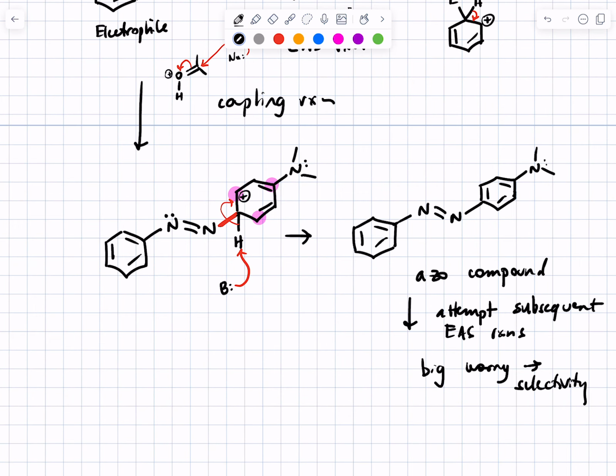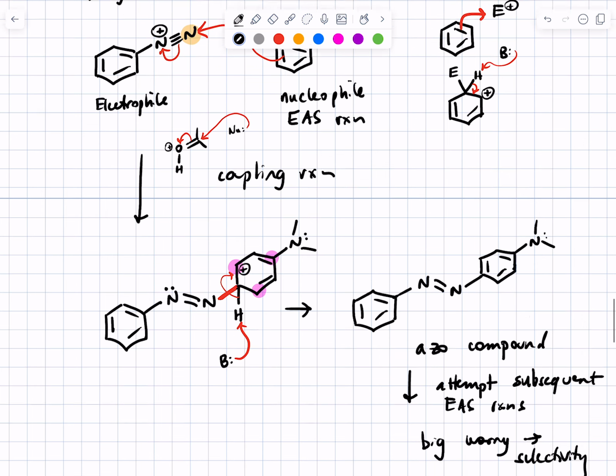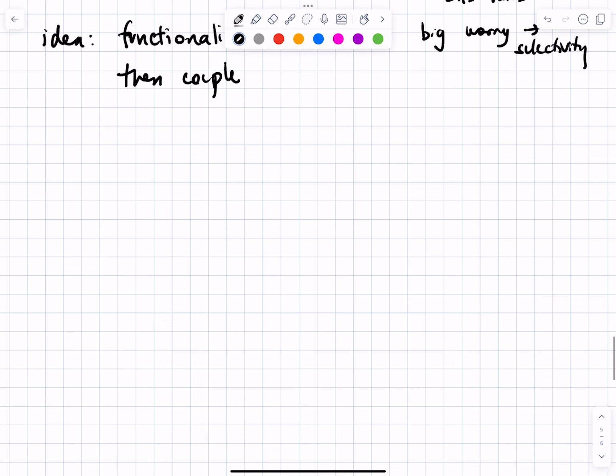But the idea, therefore, is that if you need an azo compound with lots of stuff on it, probably you want to install the stuff on either side first and then do the coupling step. The idea here is to avoid that big worry, functionalize first. That means install whatever groups you want on either side, then couple. So let me give you an example of that with a practice problem. From benzene, make the following.